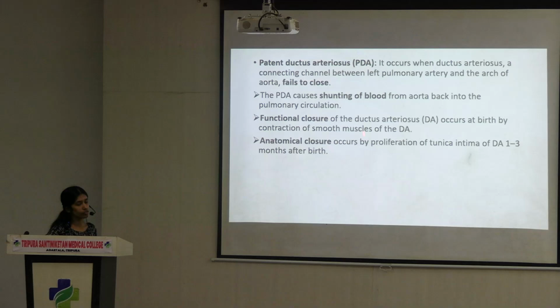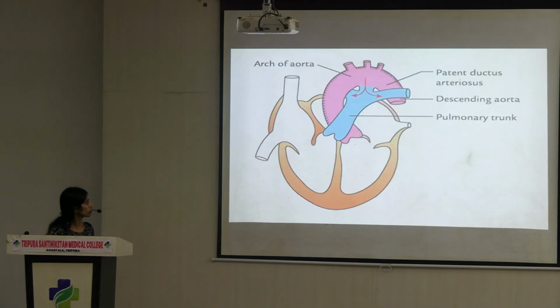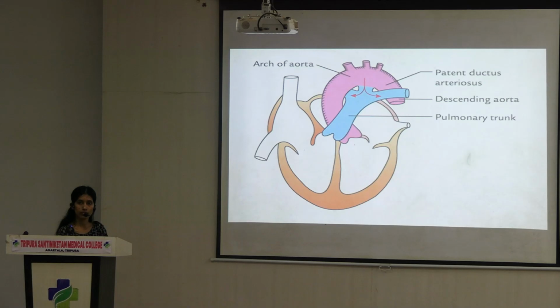Okay. So if your ductus arteriosis does not close, it will lead to a condition called patent ductus arteriosis. It causes shunting of blood from aorta back into the pulmonary circulation, as I mentioned previously in your interatrial septum. All these conditions are connected with each other. Okay. Is it clear? Any doubts? No doubts?